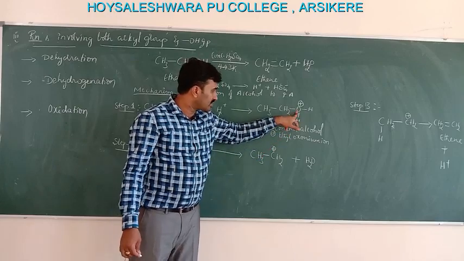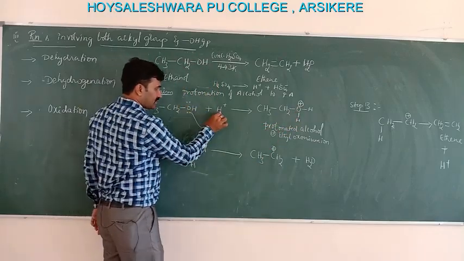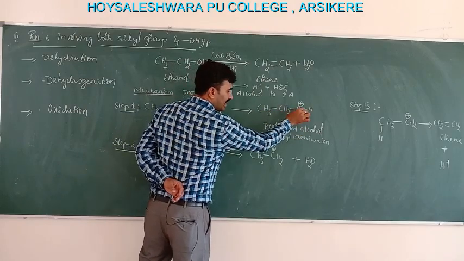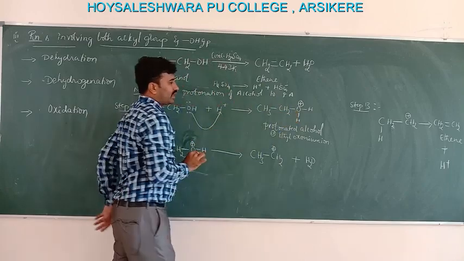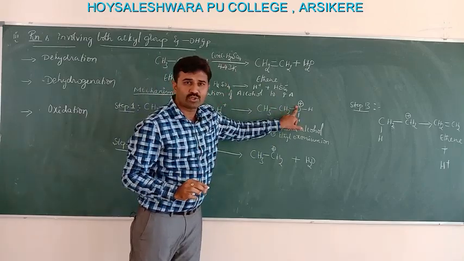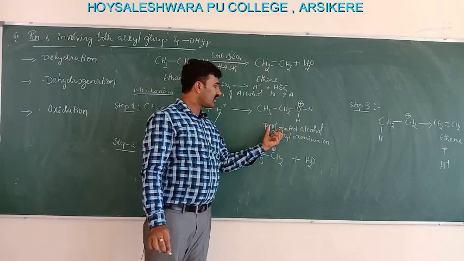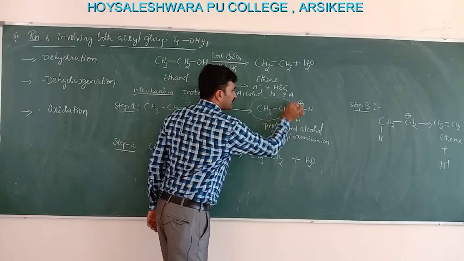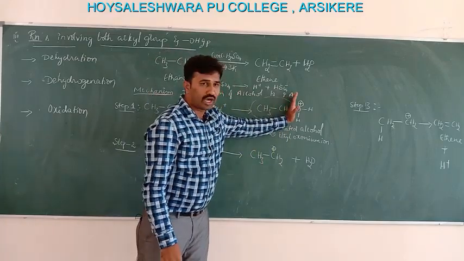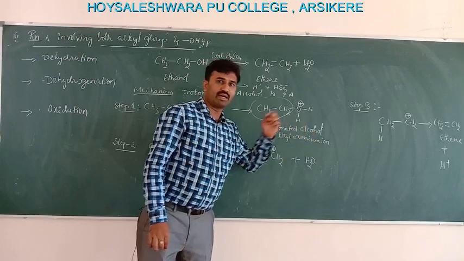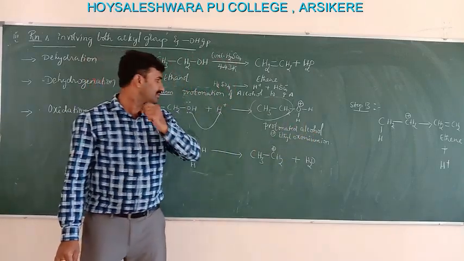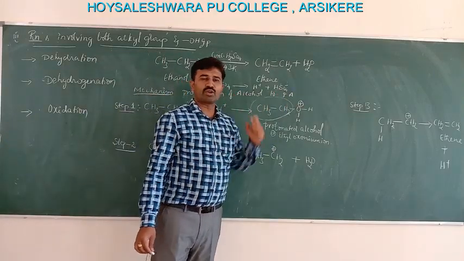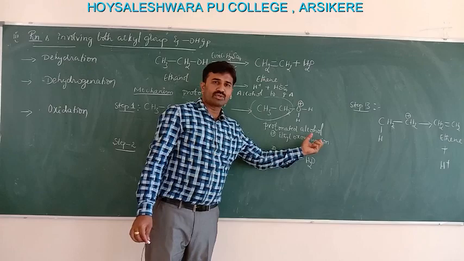Here, after the oxygen atom attacks the proton and gets attached, the oxygen now has 3 bonds. Therefore, we have written the positive charge on the oxygen atom. This is called protonated alcohol; this is ethyl, and this is the ethyl oxonium ion. The first step is protonation of ethyl alcohol to form protonated alcohol or ethyl oxonium ion.